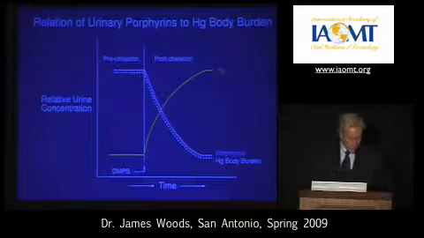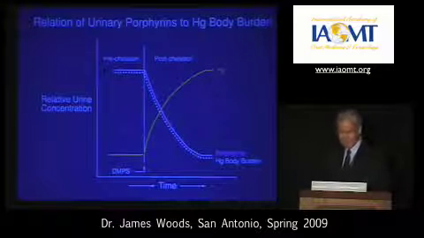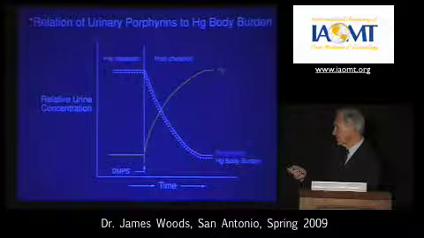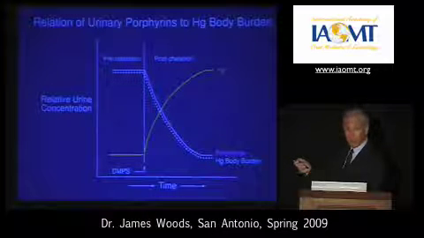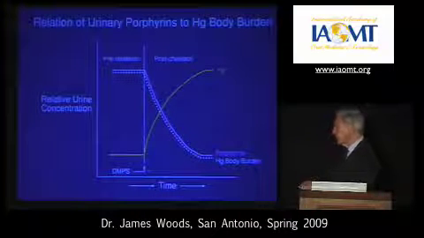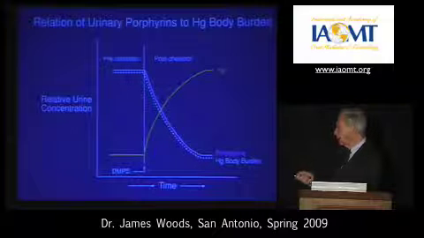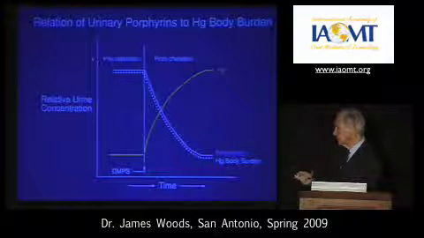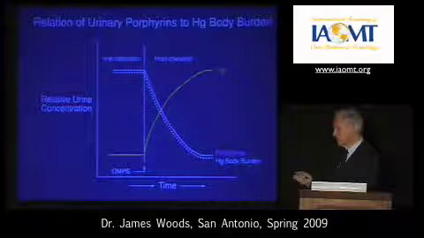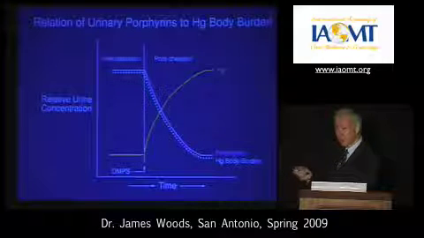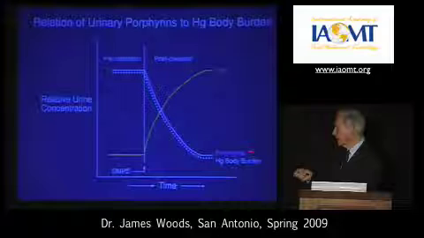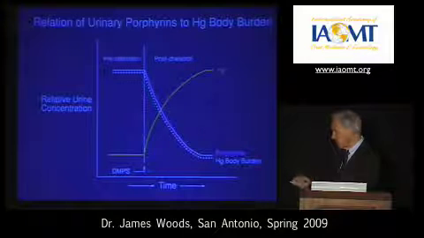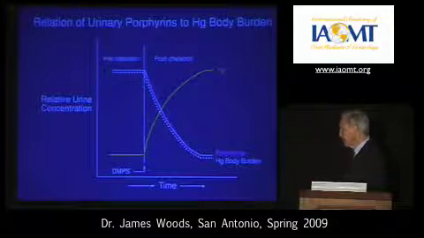And this is a little chart that I think just demonstrates or summarizes all of this relationship of urinary porphyrins to mercury body burden. On the y-axis here we have the relative urine concentration of either urinary mercury or urinary porphyrins and mercury body burden, and time on the x-axis.